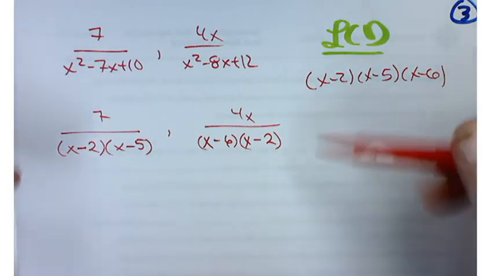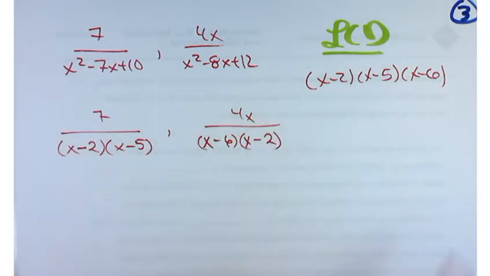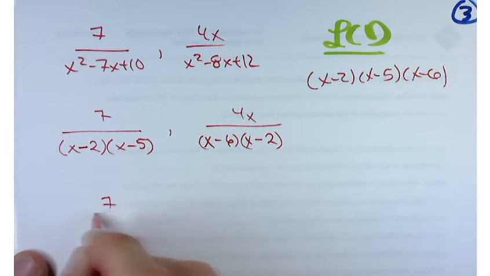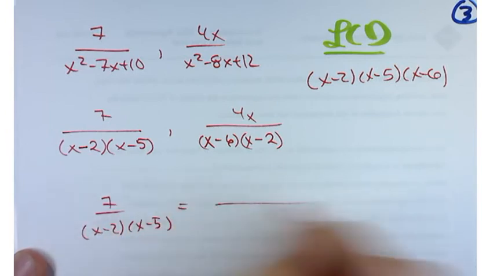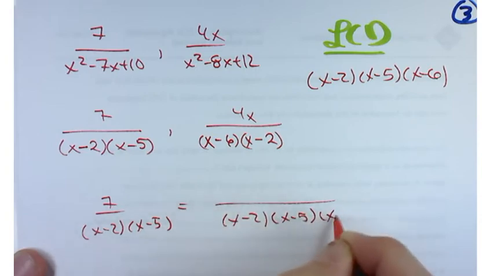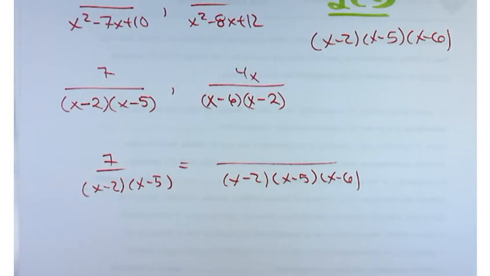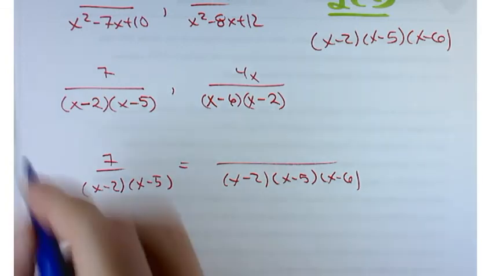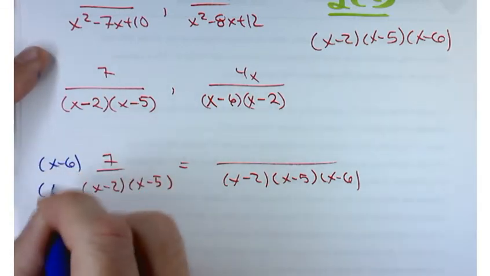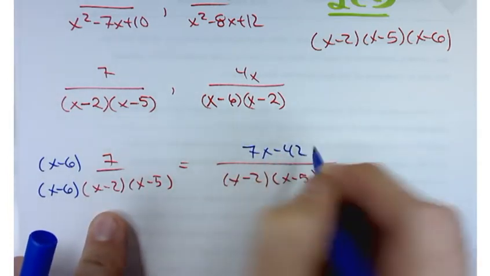Let's take this problem a step further. What if I needed to convert this to have the LCD? So if I had 7 over x minus 2 times x minus 5, and I wanted to write it as something like this: x minus 2, x minus 5, x minus 6. What am I missing here? X minus 6. So just multiply by that missing factor. X minus 6 times 7 would leave me with 7x minus 42 in the numerator.